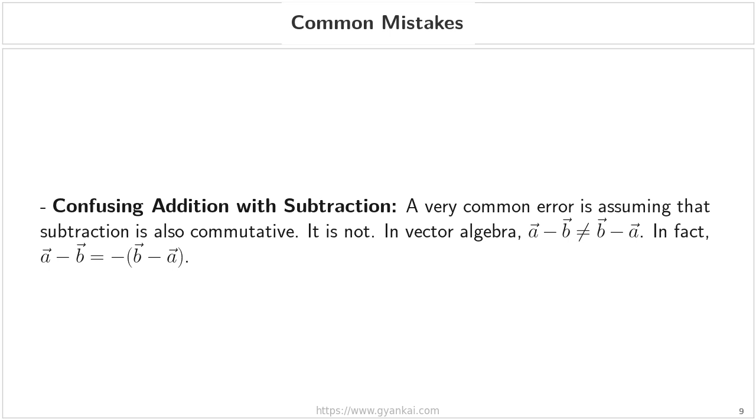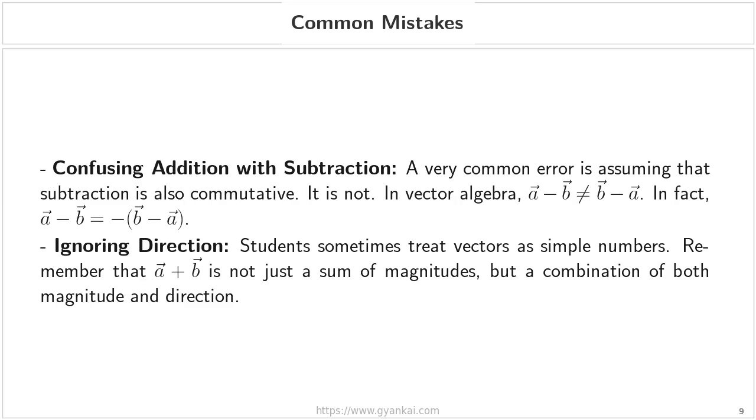In vector algebra, vector A minus vector B does not equal vector B minus vector A. In fact, if you reverse the order in subtraction, you actually get the negative of your original result. Specifically, vector A minus vector B equals negative of the quantity vector B minus vector A.